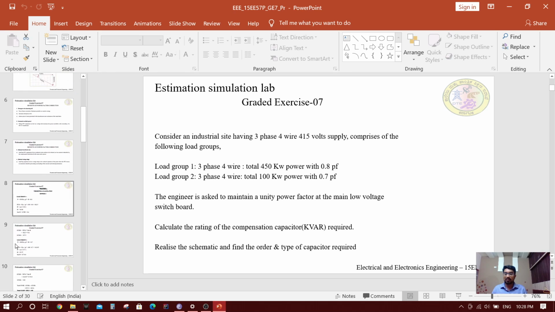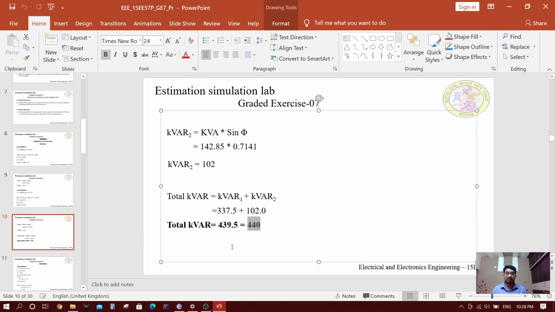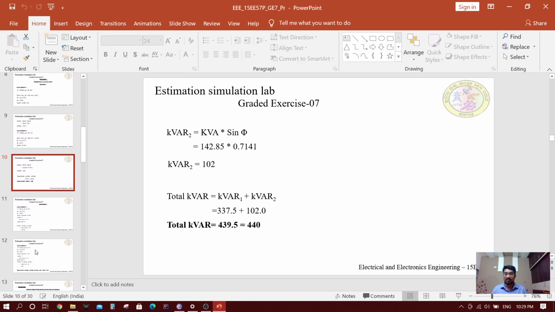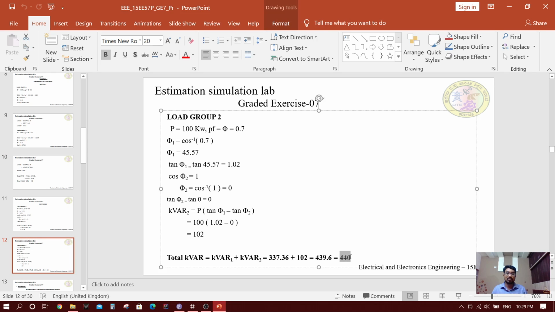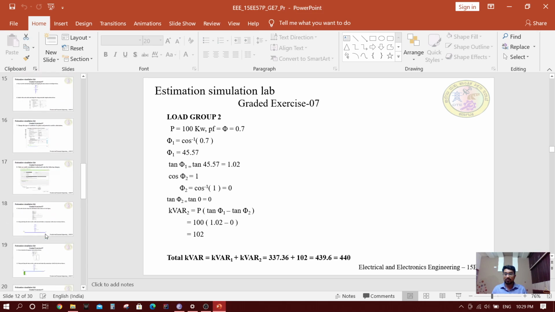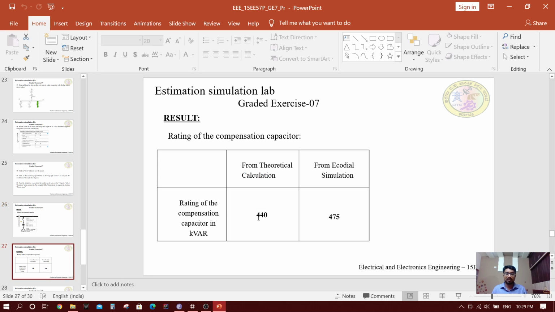For theoretical calculation, we had two methods. From method 1, the rating of the compensation capacitor returned was 440. Similarly, from method 2, the rating of the compensation capacitor returned was again 440 kVAr. Now, from EcoDial software, the rating of the capacitor returned was 475 kVAr and the type of the capacitor returned was classic. Now if we compare these two values, they are almost similar or very close to each other. Hence we can say our theoretical calculation is in agreement with the EcoDial simulation.